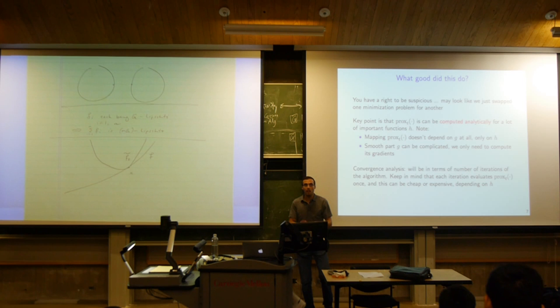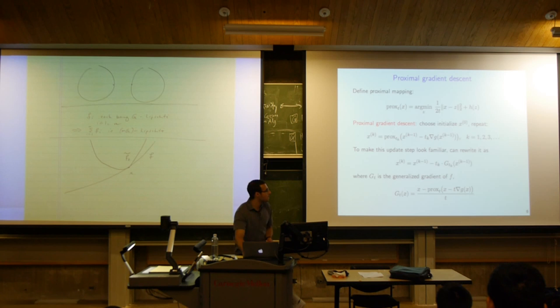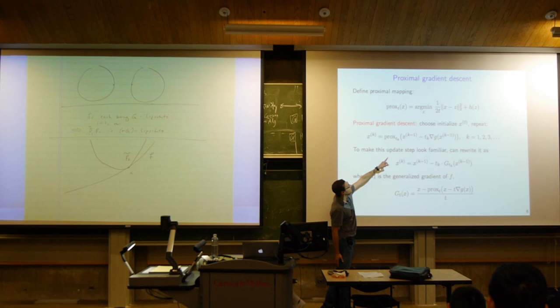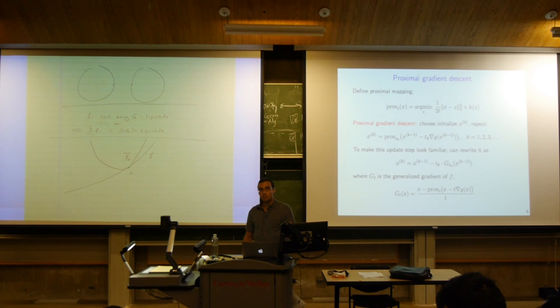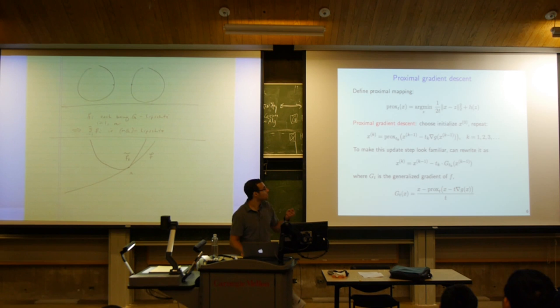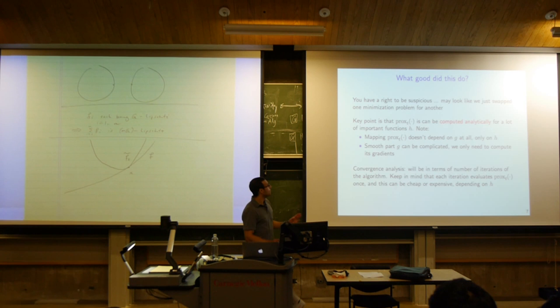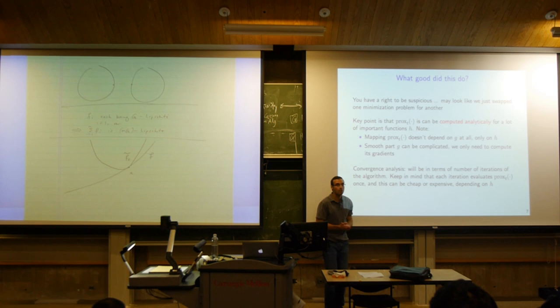So even though we have a sequence of minimizations to perform at each step, of this form, argmin of a simple quadratic times 1 over 2t plus h of z, we only really think about applying proximal gradient descent when the non-smooth part h is simple enough that this has either an analytic form or is efficiently computable. Some things to point out: as I've already hinted, this proximal mapping does not depend on the function g at all. It's defined entirely in terms of h.